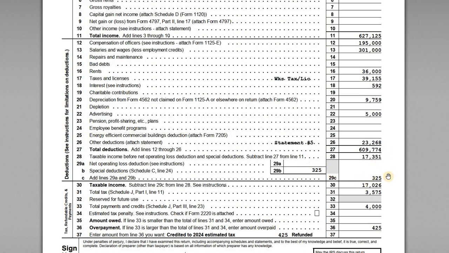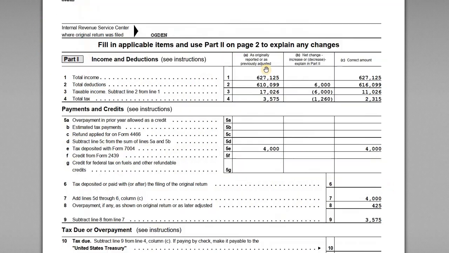We've got a 325 piece, so we'll add those two together. And then our net taxable income is going to be $17,026, and the total tax that we owed on that taxable income was $3,575. So if we look at the as original column, we've reported the income there, the total deductions, taxable income $17,026, and then total tax.